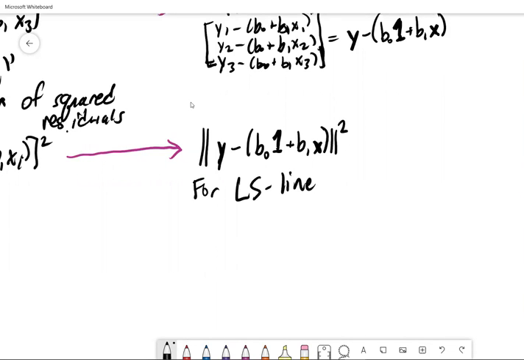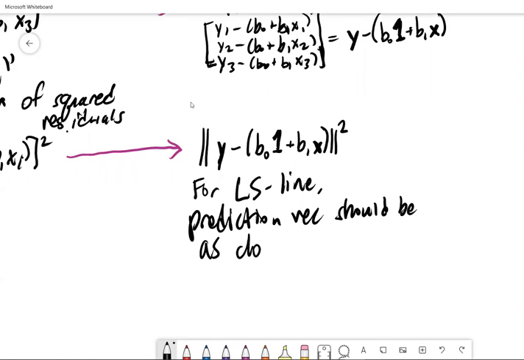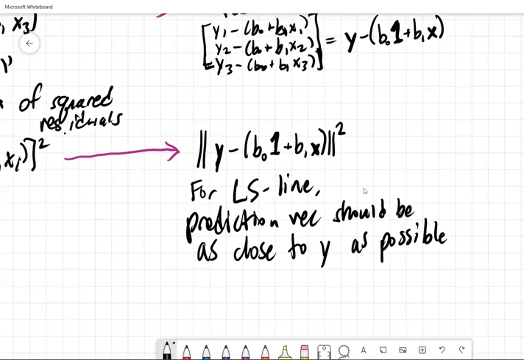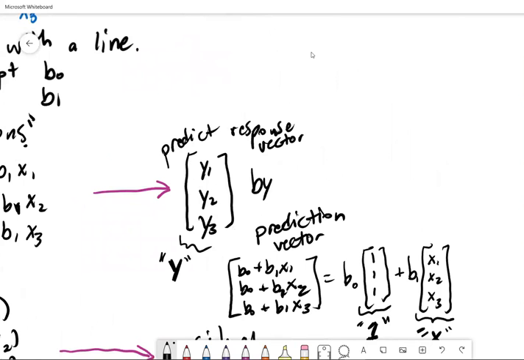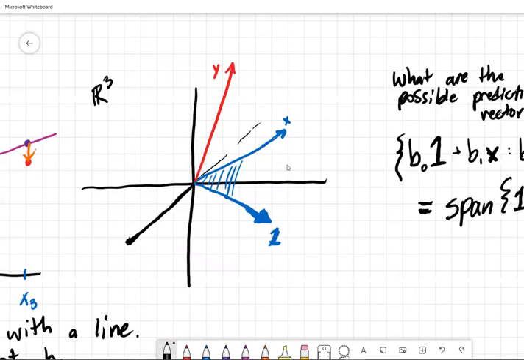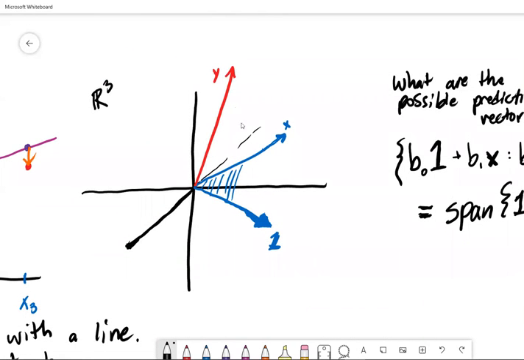All right, for the least squares line, the prediction vector should be as close to y as possible. That's how you minimize the sum of squared residuals. The sum of squared residuals is the distance from the prediction vector to the response vector. So minimizing it means getting as close as you possibly can to the response vector. You want the squared distance, or the distance in general, to be as small as possible.